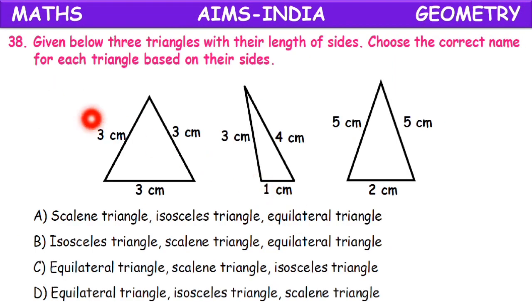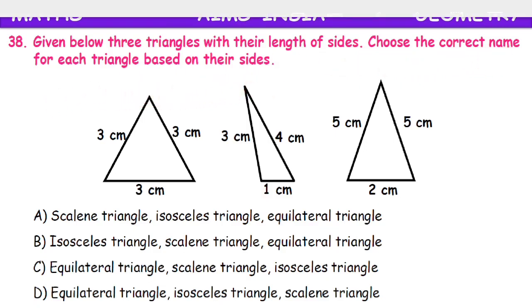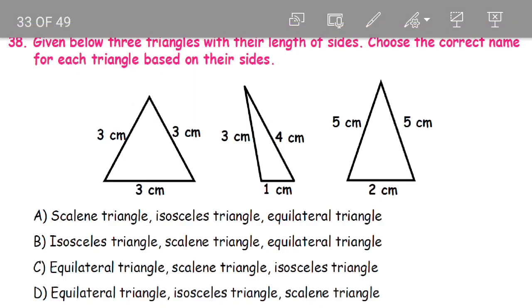And coming to the last question for today, question number 38. Given below are three triangles with their length of sides. Choose the correct name for each triangle based on their sides. Now this, children, we haven't covered, but here let us learn about this topic. Depending on the lengths of the sides of a triangle, we have different types of triangles.